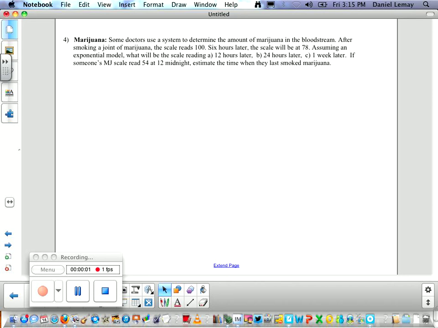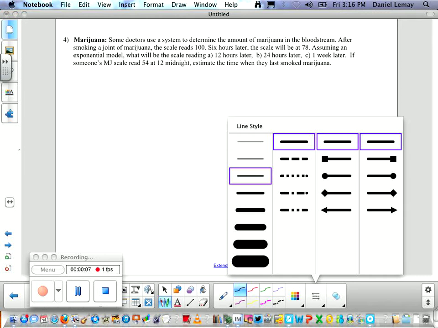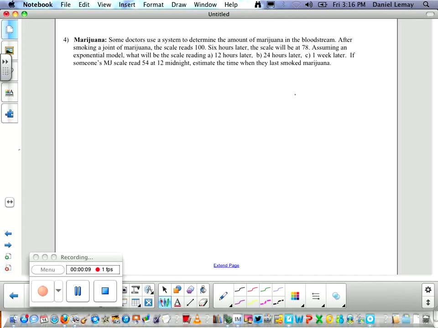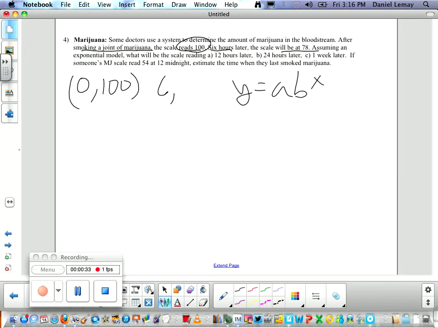So we're going to create an exponential model for this set of data. What we've got to remember is the exponential model is y equals a b to the x power. Okay, and what they're telling us here is that at the time of taking this drug in, the scale reads 100. So that tells me this point, (0, 100). And then 6 hours later, the scale's 78. So that's (6, 78). And we're going to use those coordinates to find the missing variables a and b in our equation.